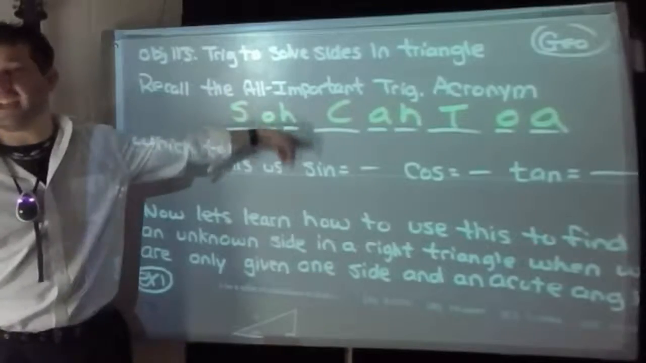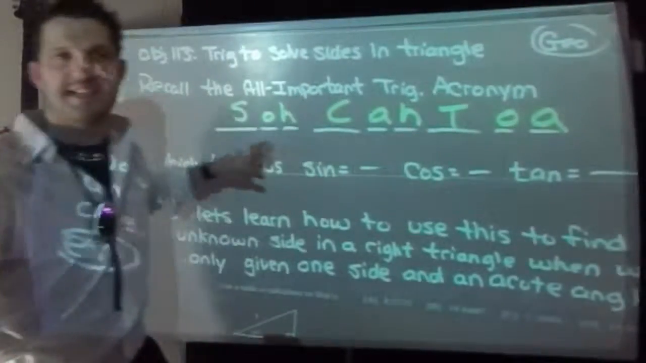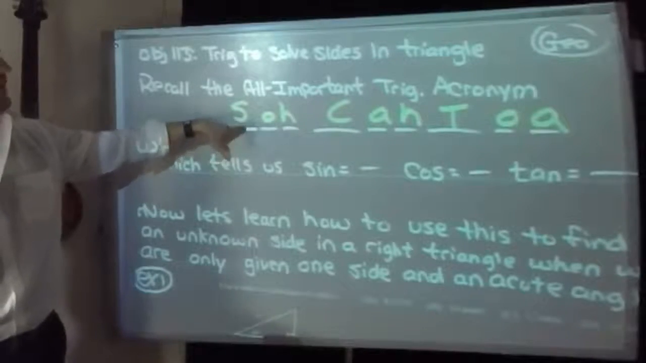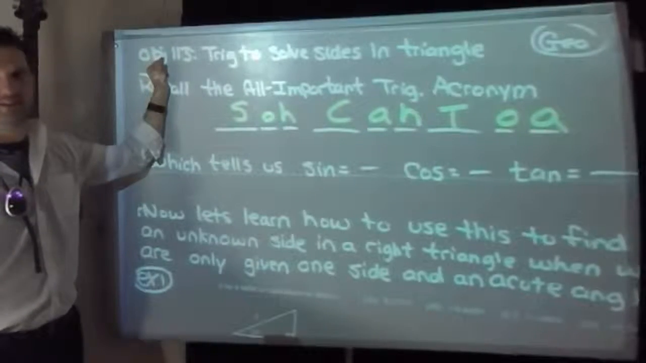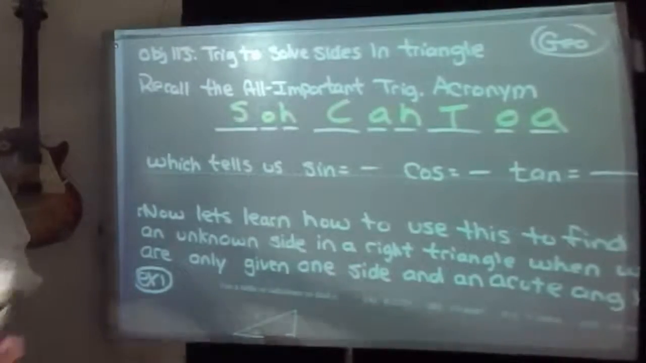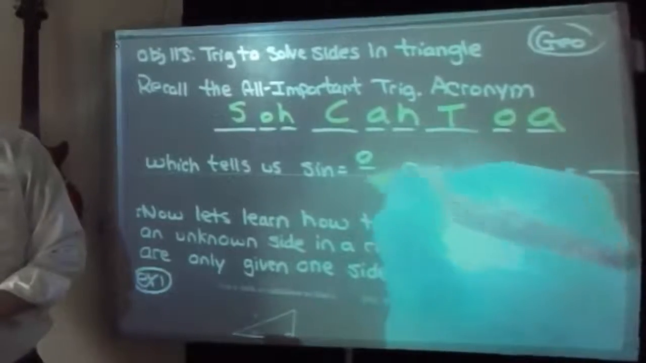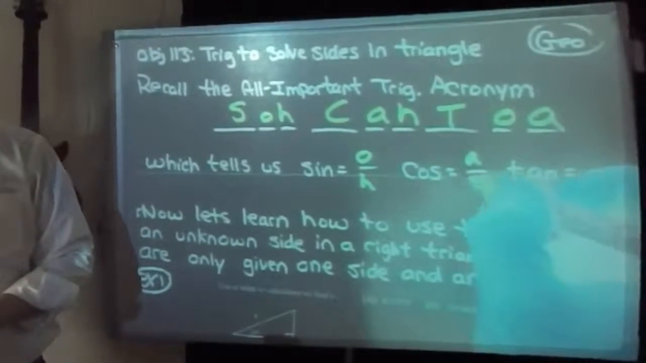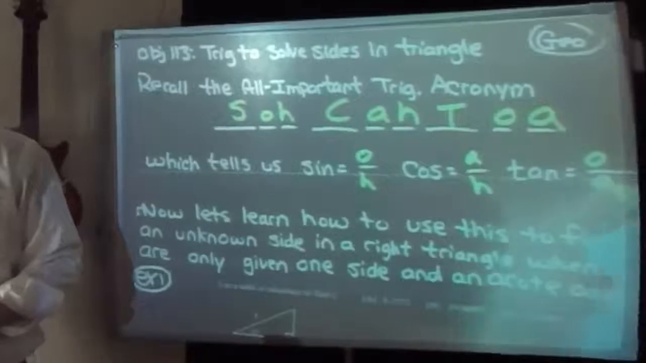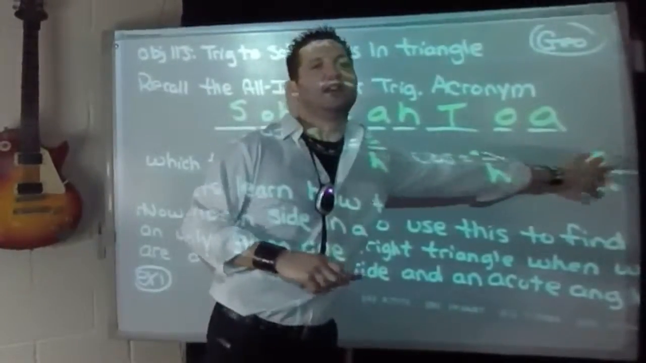Yesterday we learned how to say it, and we learned what these things meant, and you had an exercise that was easy, and I think most of you got it done. And now I've assigned this 113. So let's see how it actually works. First off, this means sine is the ratio opposite over hypotenuse. Cosine is adjacent over hypotenuse. Tangent is opposite over adjacent. That's what these ratios mean.